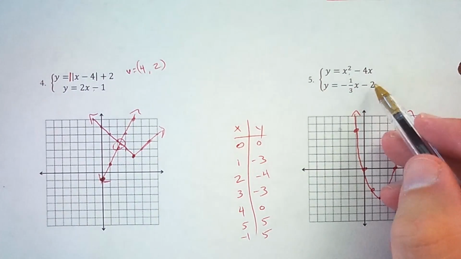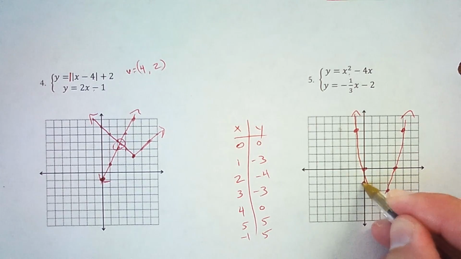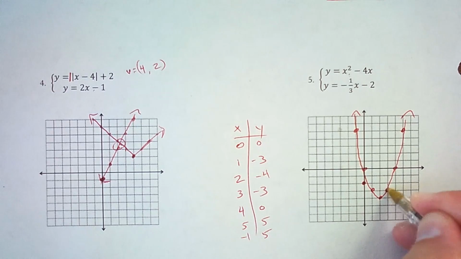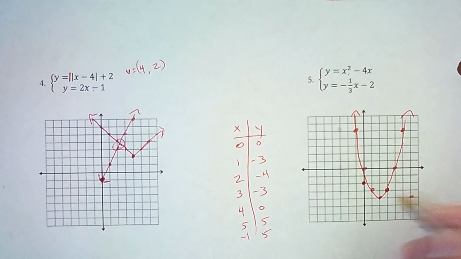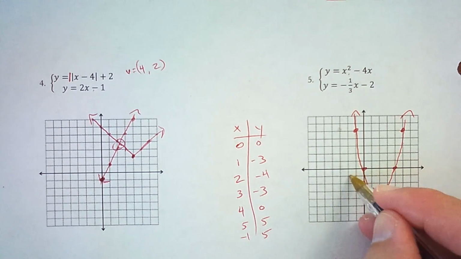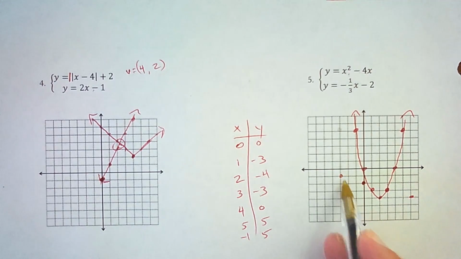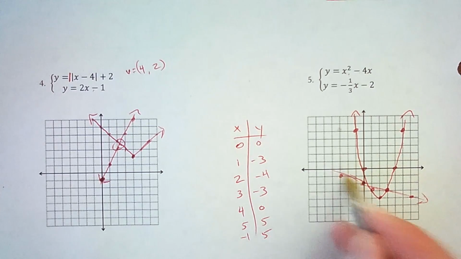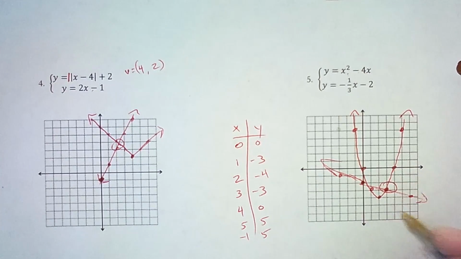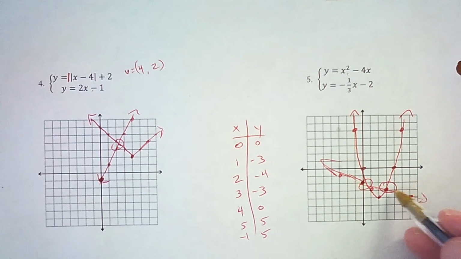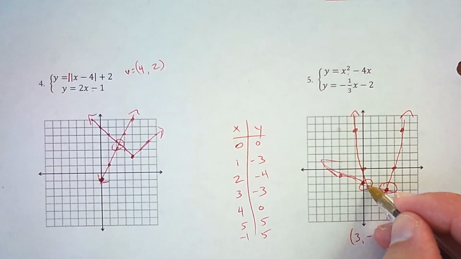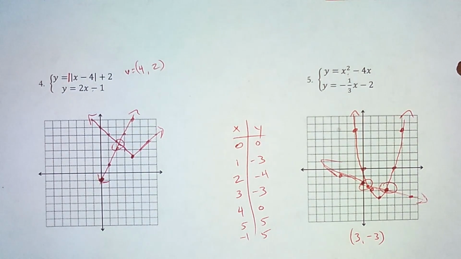Next we have a line with a y-intercept of negative 2 and a slope of negative 1/3, that's down 1 and right 3. Let's go one more the other way, up 1 and left 3. Okay, so here is the line. Now this one's going to have two solutions, one here and one here. This one right here is 3, negative 3. That one's easy to see. But we've got a non-integer coordinate right here.